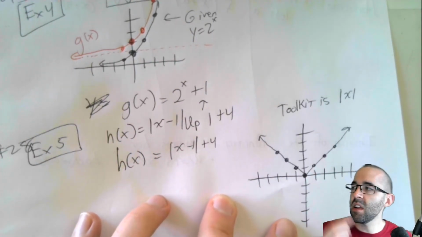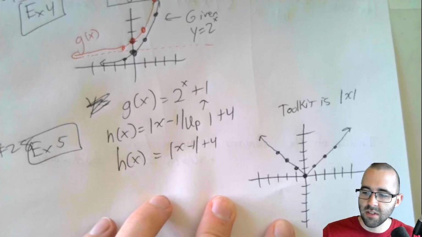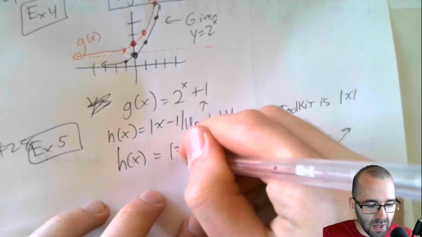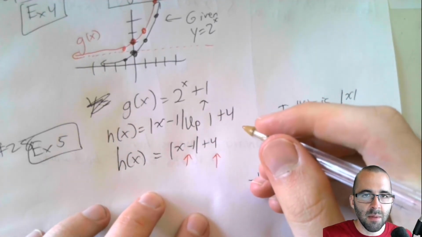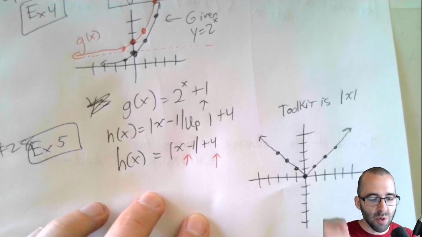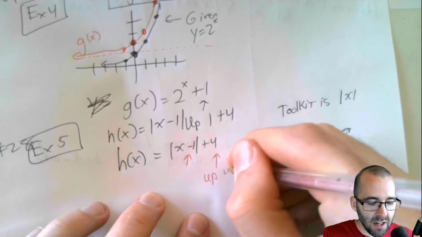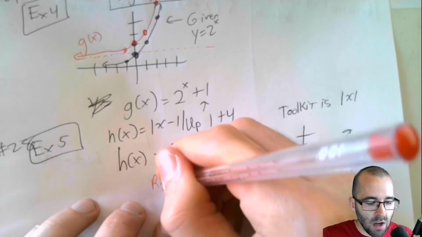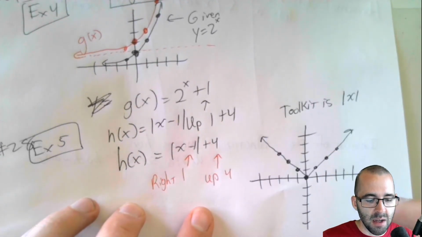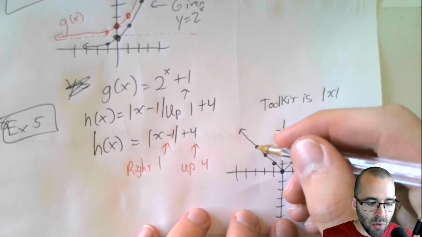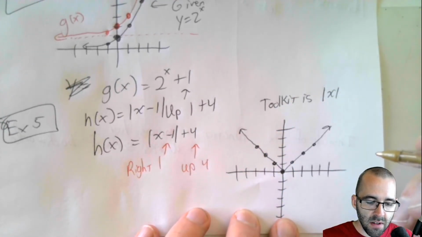And now we need to apply the function transformations to this toolkit function. What transformations do we have right here? We have something on the inside and something on the outside. Outside means vertical. Inside means horizontal. This is going to mean up 4 right here. This is going to mean right 1. Remember, you can consult your table. So we just look at all these points and move them right 1 and up 4.